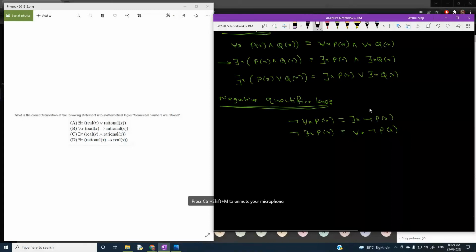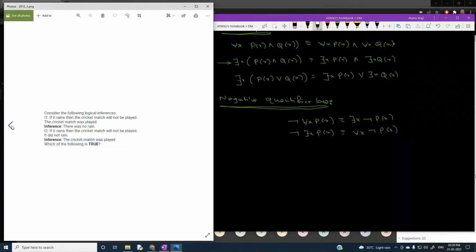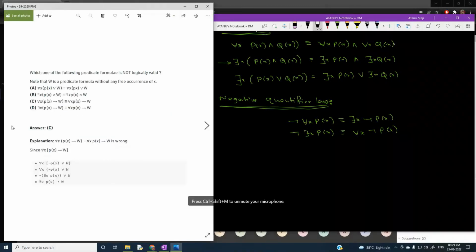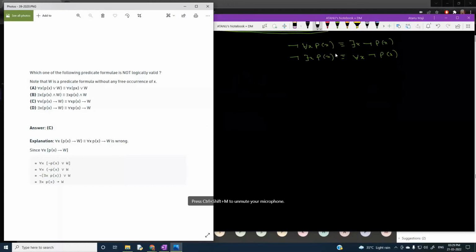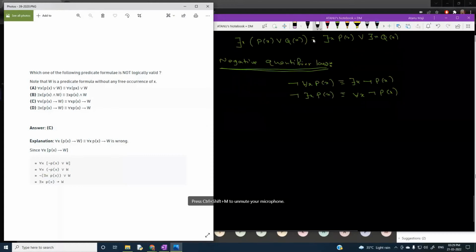So from there mainly these 3 things you should learn. एक है ये वाला, ये दोनों है, और एक नेगेटिव क्वांटिफायर लॉ है. गॉट इट? अब देखते हैं कि किस टाइप का क्वेश्चन यहाँ पे आया है. लाइक द फर्स्ट क्वेश्चन, वन एक्सप्रेशन इज गिवन, सो दे आर आस्किंग दैट व्हिच वन इज नॉट लॉजिकली वैलिड.